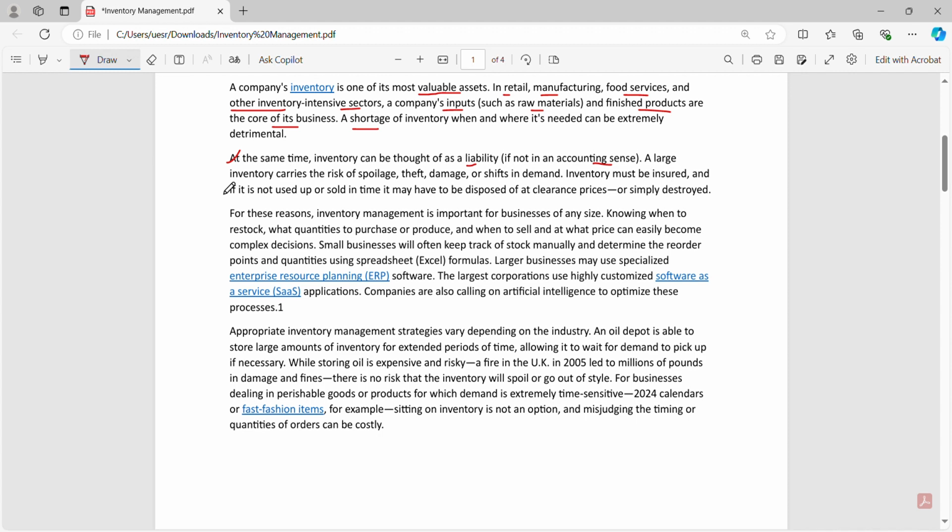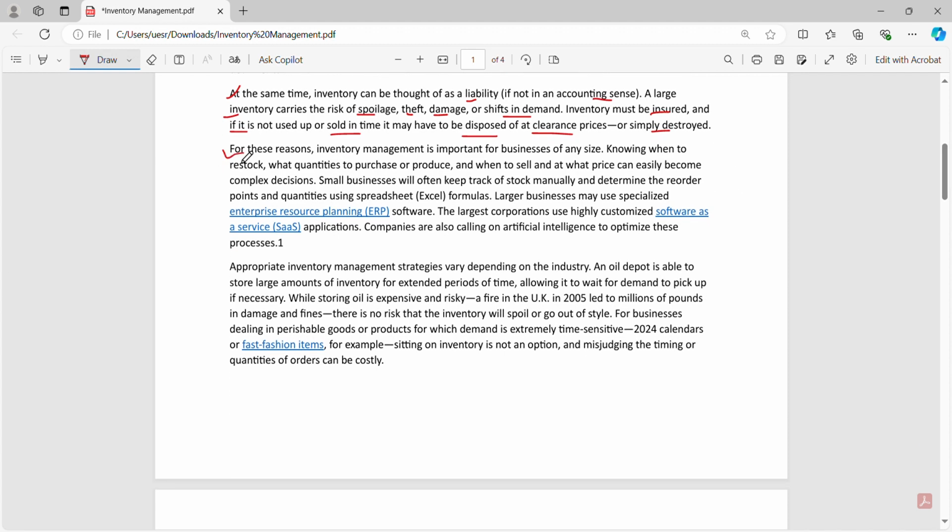A large inventory carries the risk of spoilage, theft, damage, or shifts in demand. Inventory must be insured, and if it is not used up or sold in time, it may have to be disposed of at clearance prices or simply destroyed. For these reasons, inventory management is important for businesses of any size.